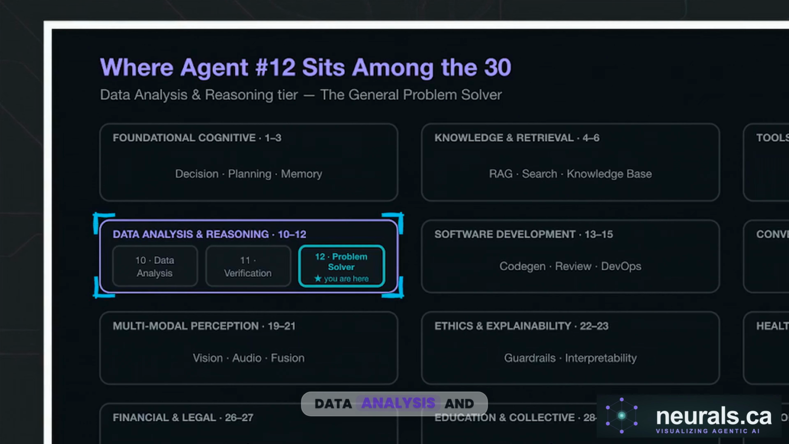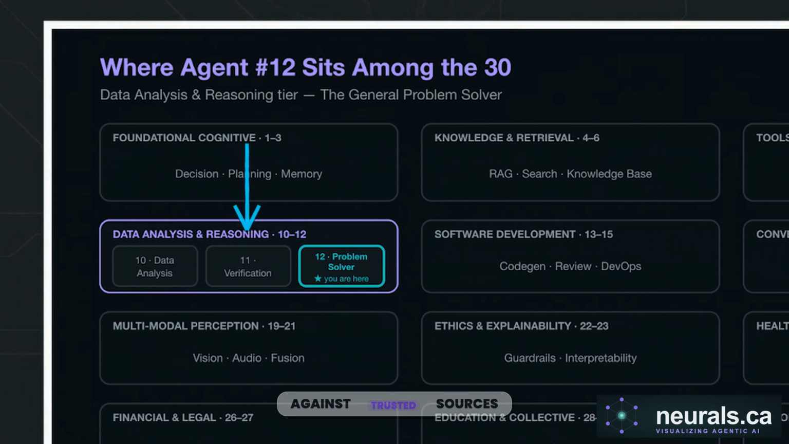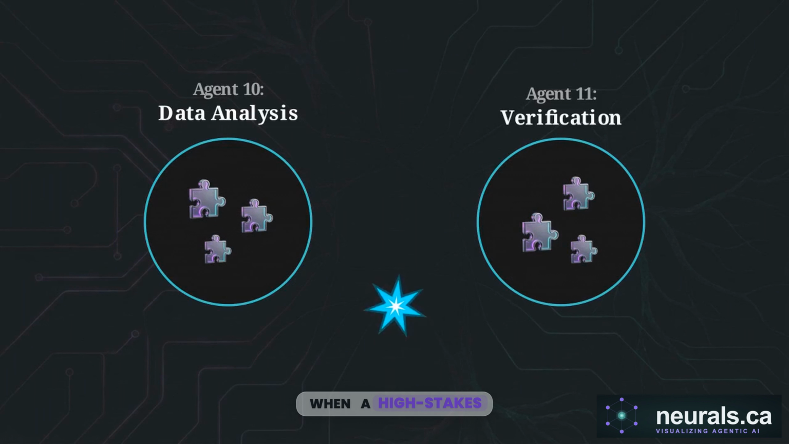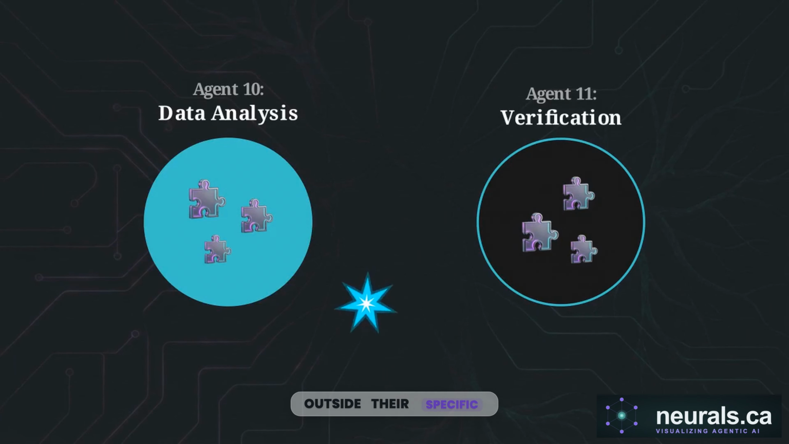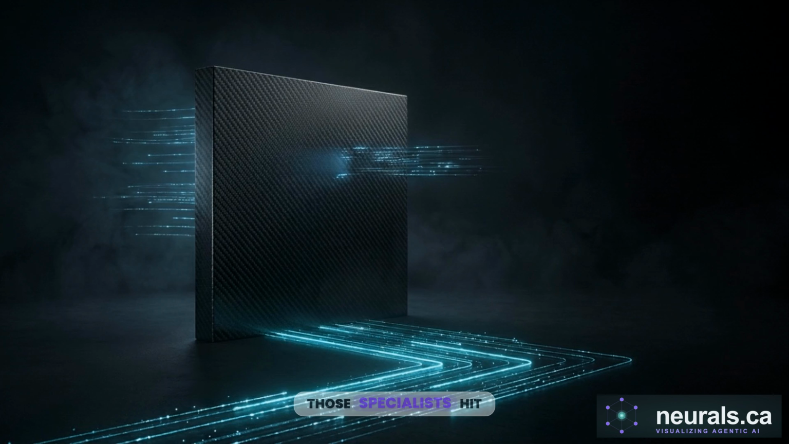Look at the data analysis and reasoning tier on this map. You have Agent 10, built to pull insights from raw data, and Agent 11, designed to verify those claims against trusted sources. They are highly effective, but they are narrow specialists. When a high-stakes question falls entirely outside their specific training distribution or predefined rule sets, those specialists hit a wall. They simply do not know how to handle the completely unknown.